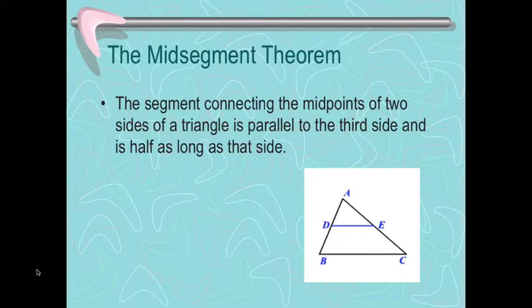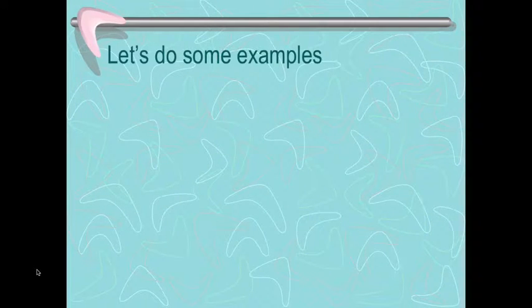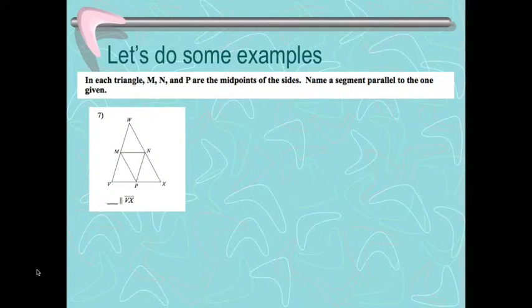So, you drew that already. Fantastic. You had that all done. Let's do some examples. Let's do number 7. Notice they have 3 midsegments already drawn. It looks really pretty. And they're telling you that they're going to the midpoint of the opposite sides. We're going to name the segment parallel to the one that's given. So what's parallel to VX? Done. That is so nice.